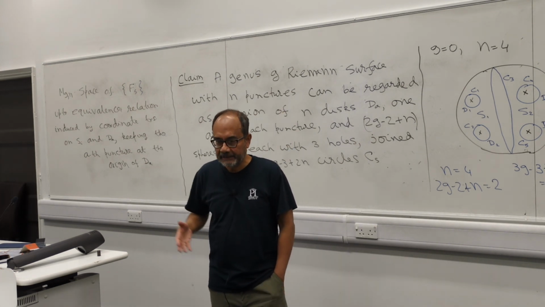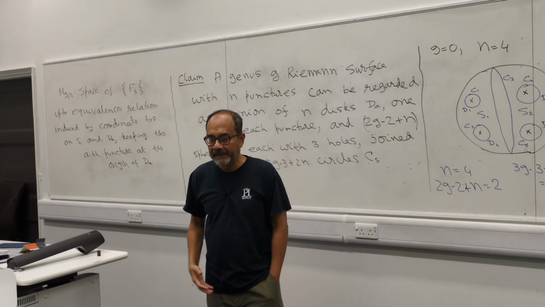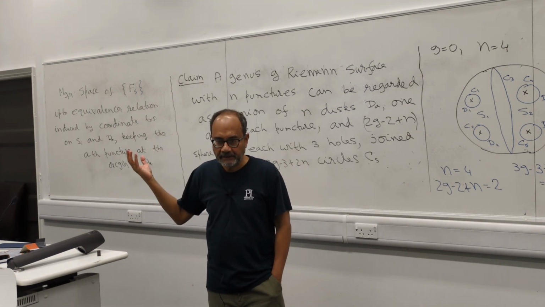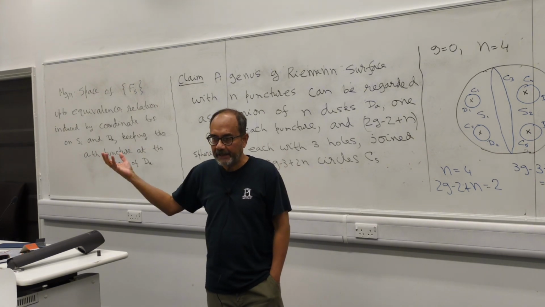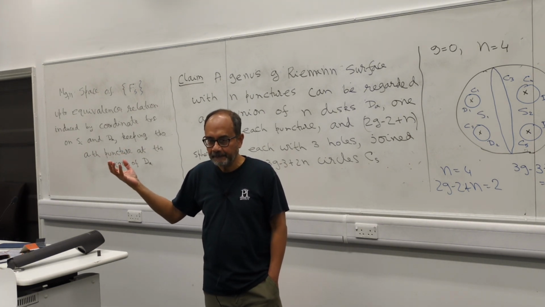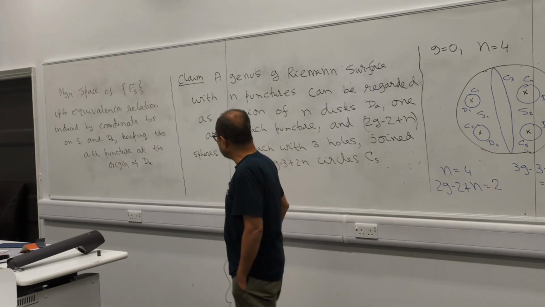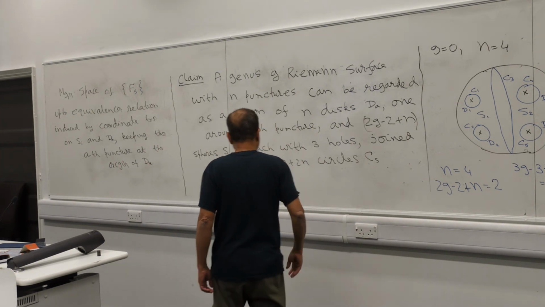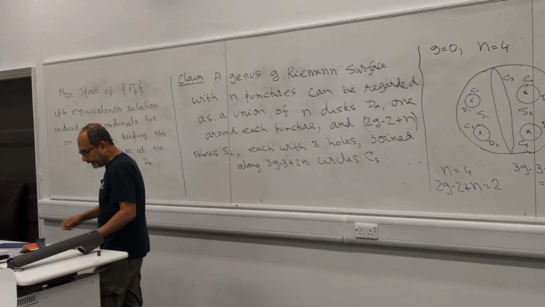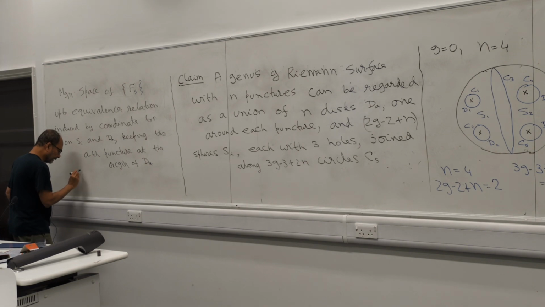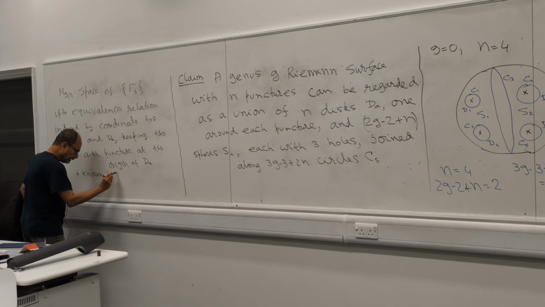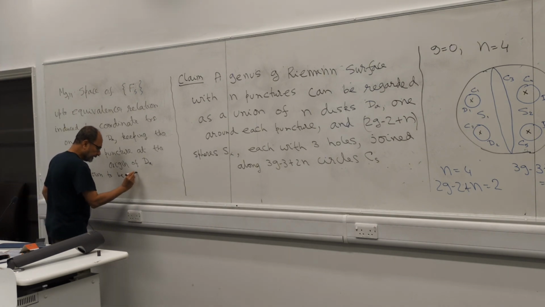And then you take the quotient, the equivalence classes of transition functions. That is what describes the moduli space of genus g Riemann surfaces with n punctures, and that dimension is given to be 6g minus 6 plus 2n. This is not what I'm going to prove. This is known to be 6g minus 6 plus 2n dimension.